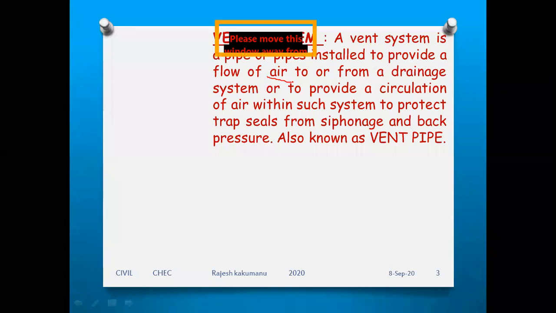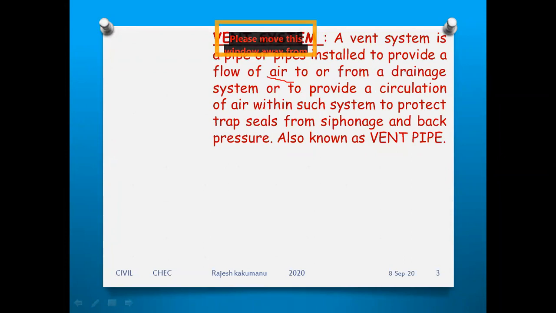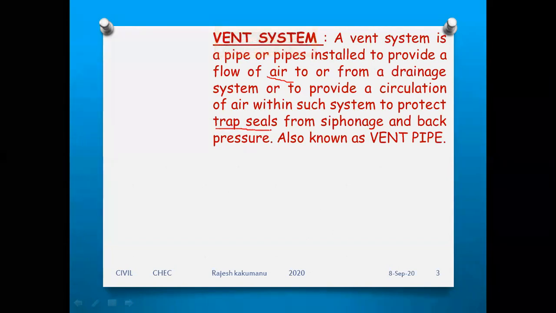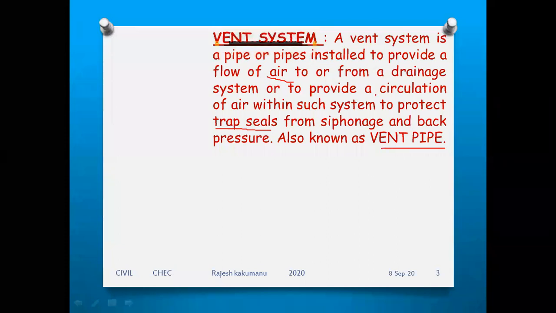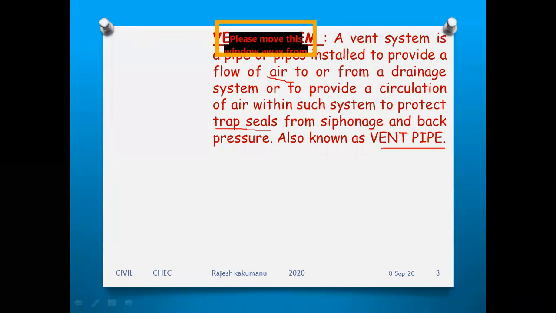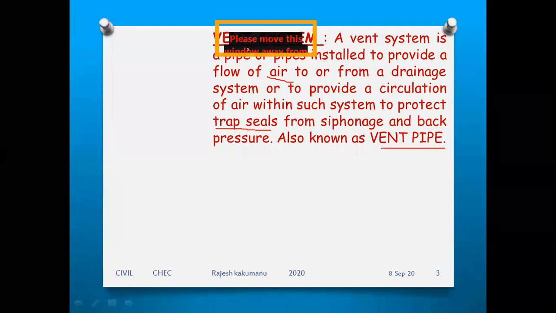a passage of flow of air or light from a drainage system to provide a circulation of air within such system to protect trap seals from siphonage and back pressure, also known as vent pipe. So the vent system is a channel providing proper air flow and circulation of air in the system to protect the fixtures from siphonage and back pressure.